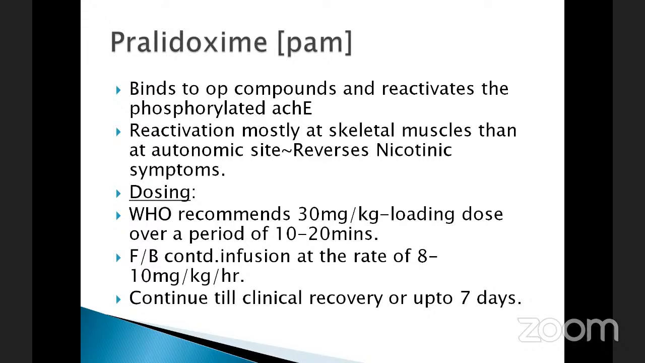Sir, first we'll wear gloves, sir. Then the patient's clothing has to be removed, sir, because the organophosphate components can be absorbed through the skin.